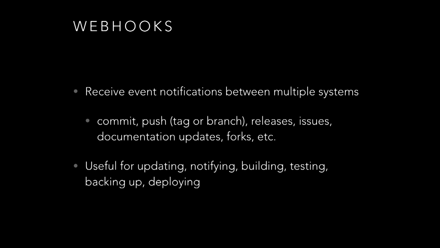Webhooks, we already went over this a little bit, are event notifications that let you easily trigger events to happen across different systems. Those could be commits, pushes of either a tag or a branch, a new release of some project on GitHub, such as a new AutoPkg version being released, issues being created, documentation updates, or someone creating a new fork.